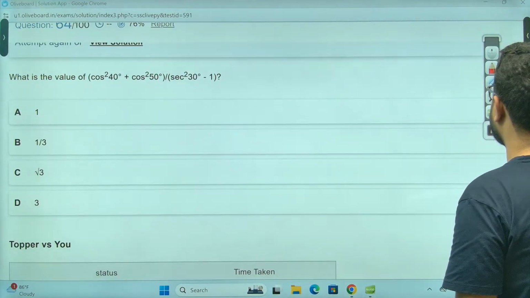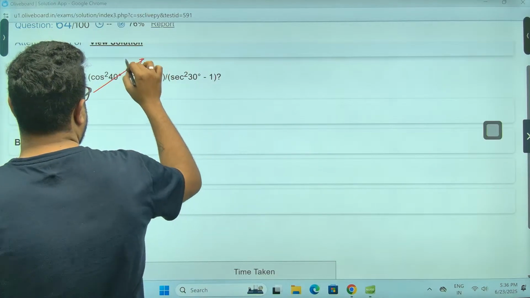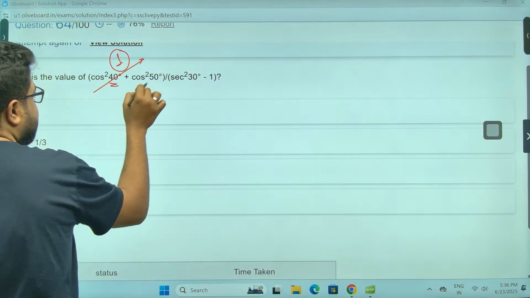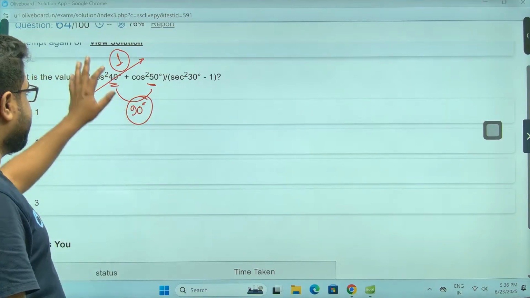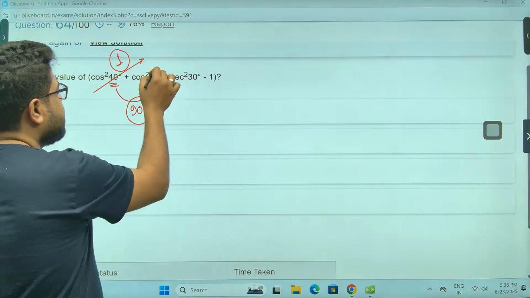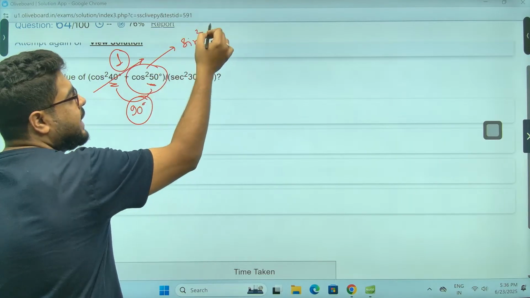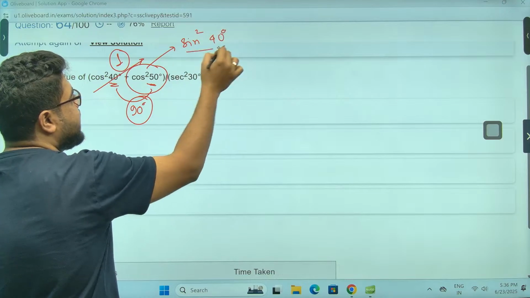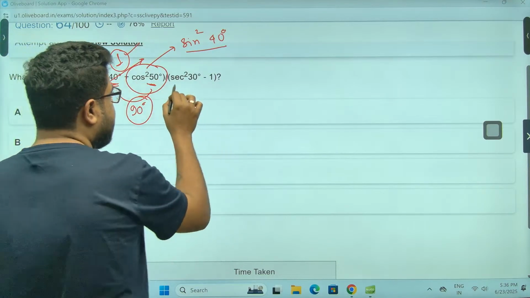Sir, this should not take you more than a second. I have done this multiple times. You see, 40 and 50, their sum is 90, meaning complementary angle. Keep one, change the other. Keep cos square 40, and sin square 40 comes from cos square 50, since 50 becomes 90 minus 50, that is 40. So sine square 40 plus cos square 40, we all know is 1.